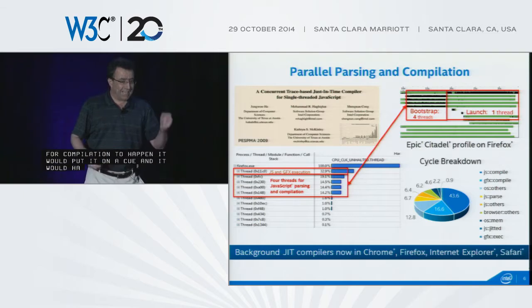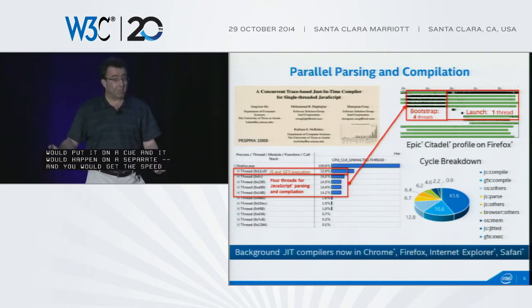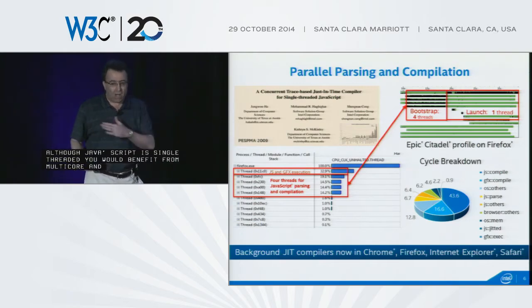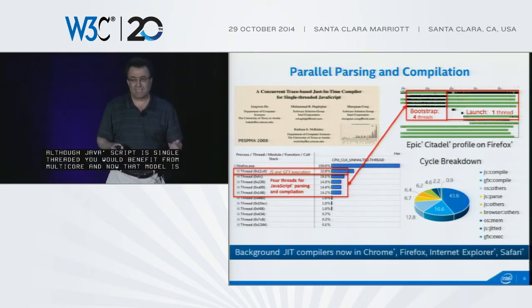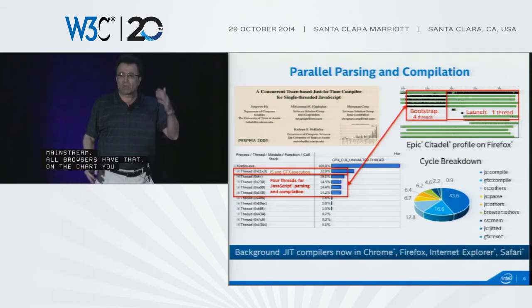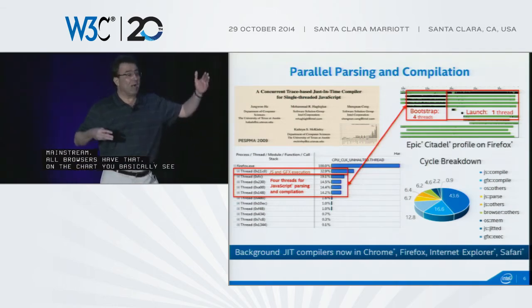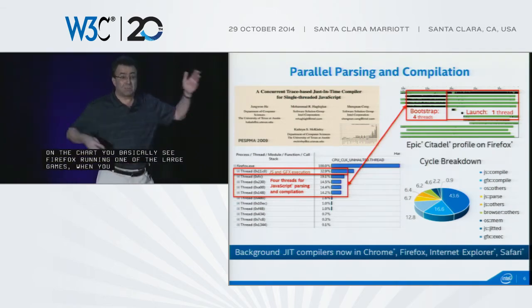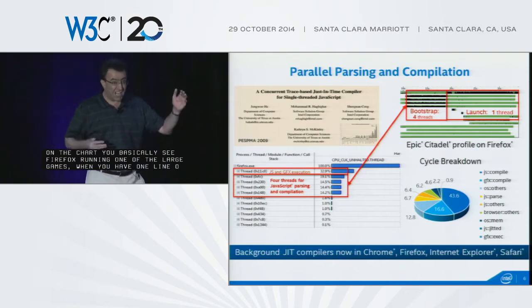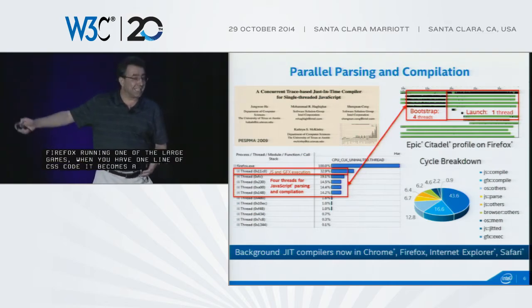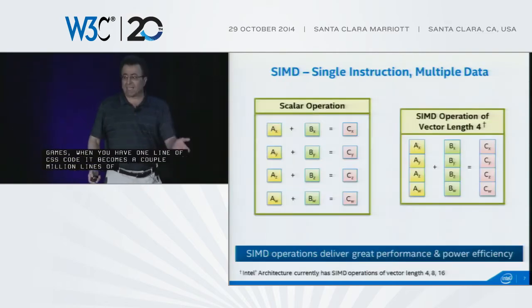Although JavaScript is single-threaded, you would benefit from multi-core. And now, that model is mainstream. All browsers have that. On the chart, you basically see Firefox running one of these large games. When you have 1 million lines of C++ code, it becomes a couple million lines of JavaScript. It's a lot of compilation, but multi-core is there to help you. Very glad that it happens.